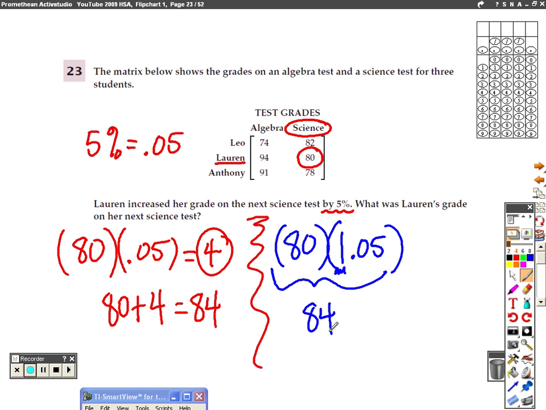Either way, Lauren is planning to get an 84% on her next test. When you bubble this, remember you can either start on the left or you can start on the right. I'm going to start on the left and write in 84, and then I'm going to bubble 84.